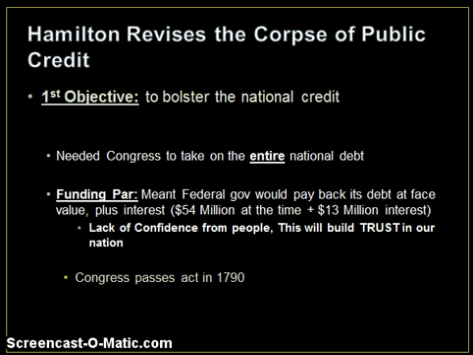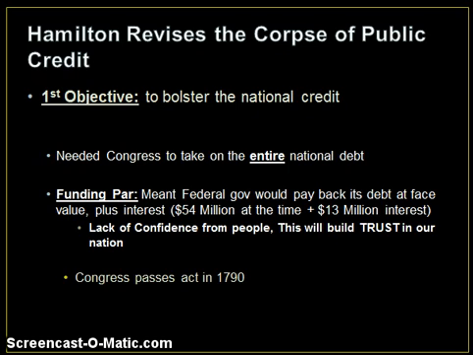We always want our credit to be good, that way we can get loans. So he needed Congress to take on the entire national debt. And right now we're talking like debt to individuals and debt to individual states. His strategy here is called funding par. This meant that the federal government would pay back its debt at face value plus interest. Well, at the time, debt to individuals, debt to states was around 54 million, plus $13 million in interest, which gets to 67 million, so close to $70 million.